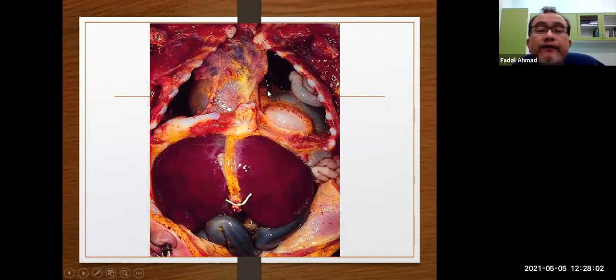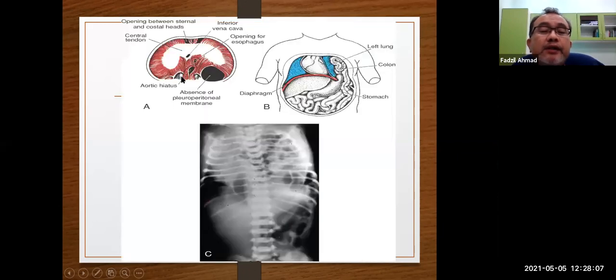This is a severe deformity hernia. And then you can see what happened in this deformity hernia. The diaphragm didn't fully develop, resulting in a hole here, and through this the GIT, the duodenum, the intestine can go through into the thoracic cavity. You see the X-ray here.